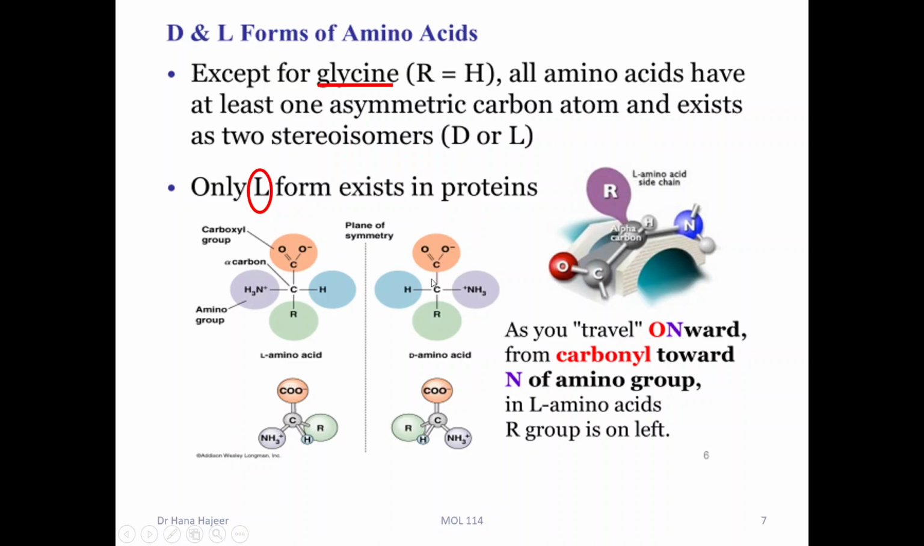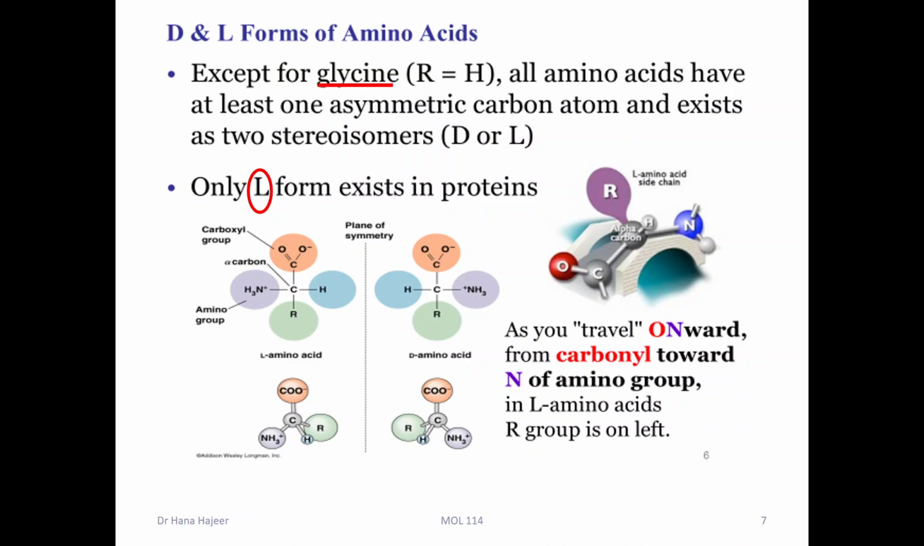Why do you need to know about this D and L? So the D and the L, as I said, are stereoisomers or non-superimposable mirror images. They have the same chemical formula, but a different 3D structure. And the one that exists in our proteins, the amino acids that make up our proteins, happens to be only the L form. So if someone asks you, do we have D amino acids or L amino acids? What are this D and L? D and L are 2 different configurations of the same molecule.